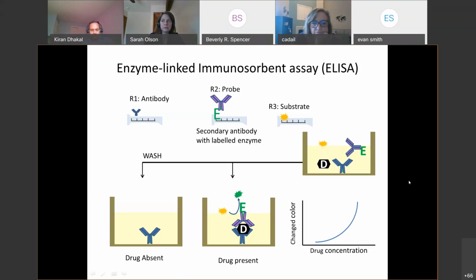But if drug is present, the primary antibody, which is reagent 1, will capture the drug, and upon that drug, the secondary antibody or the probe will react on it, and that will render the enzyme activity, and that will give the color change in the tube. That way, we can read the color and determine the concentration of the drug.